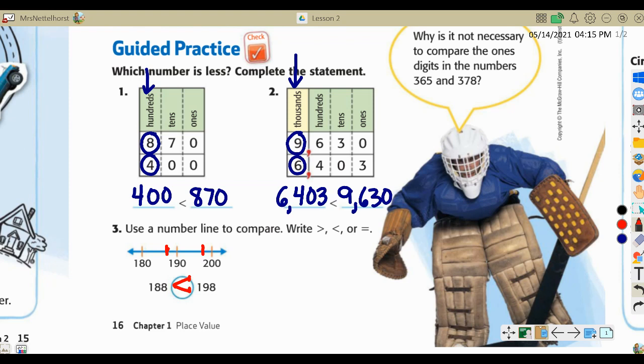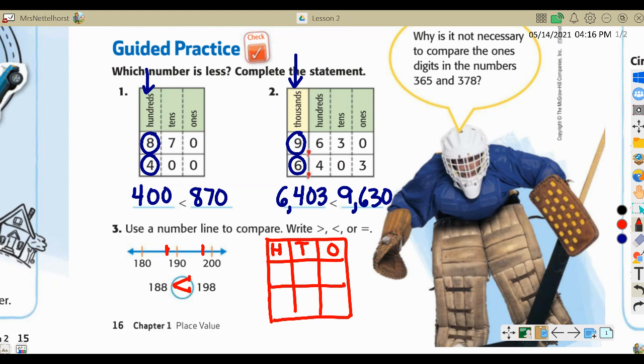Let me show you very quickly. You can prove it a second way with a place value chart. So I'm going to put O for ones. It's not a 0, that's the letter O for ones. Then I have tens, and then I have hundreds. Okay, I'm going to compare my numbers. So I'm going to put 198 in this top row.